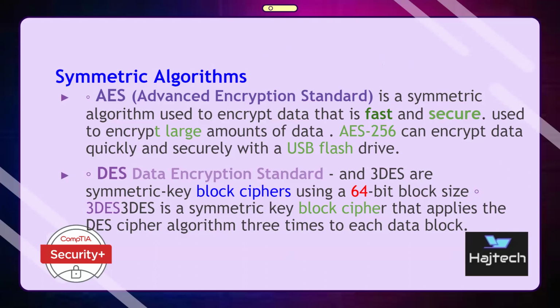AES is fast and encrypts large amounts of data quickly, like on a USB flash drive. DES is used as a block cipher, with a 64-bit block size, and there is another version, 3DES. 3DES applies DES three times.